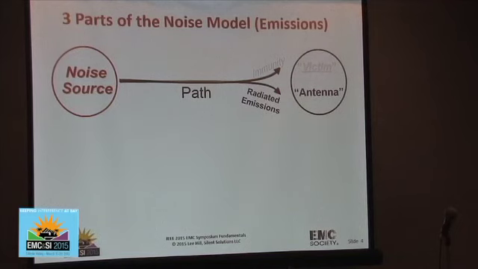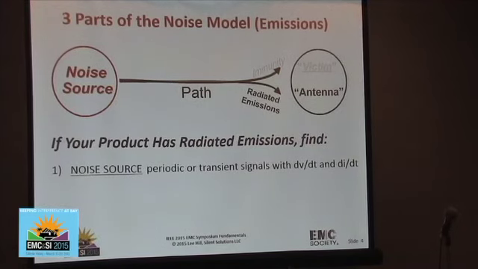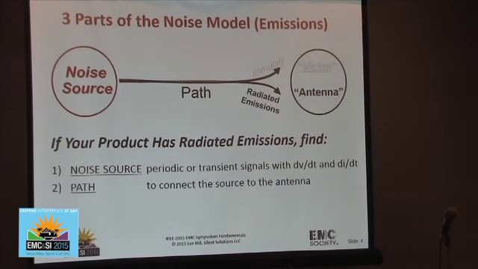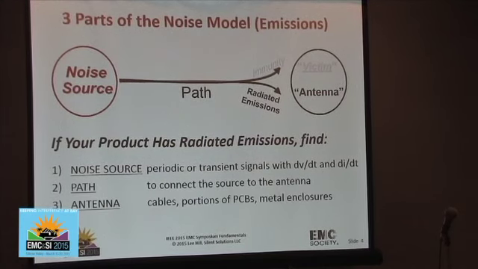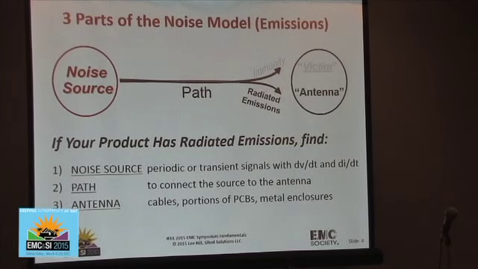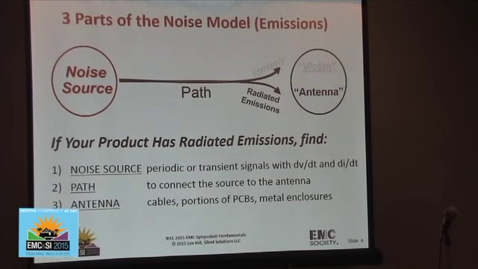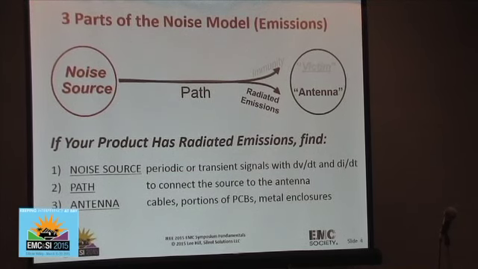So source, path, and antenna for radiated emissions. If your problem is radiated emissions, you've got to have a source, you've got to have a path to connect that source to an antenna, and you've got to have an antenna. We're going to talk about antennas a little bit more. But if I take the antenna away, there's no radiated emissions problem. If I take the source away, there's no problem. If I take away the path, there's no problem. So having a physical feeling for what antennas look like is obviously going to be very helpful.